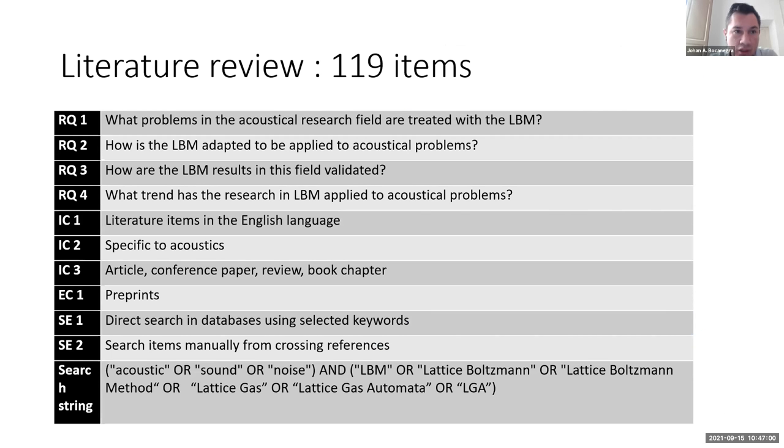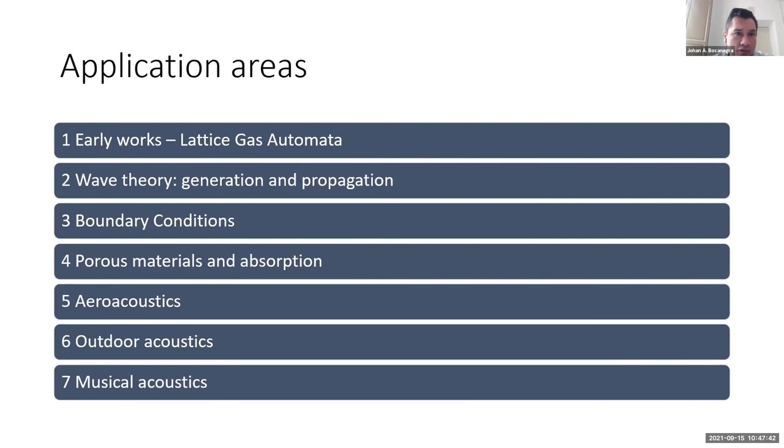Okay, and I go directly to the literature review. We found around 120 items. First of all, we try to know what problems in the acoustical field are treated with the lattice Boltzmann method, how the lattice Boltzmann method is adapted to acoustical problems, how the results are validated, and try to figure out what the trend is in the research in acoustics using the lattice Boltzmann method. We classify the works that we found in these seven groups: early works with lattice gas automata, wave theory, generation of sound, propagation of sound and some wave phenomena, boundary conditions, porous materials and sound absorption, aeroacoustics, outdoor acoustics, and musical acoustics.